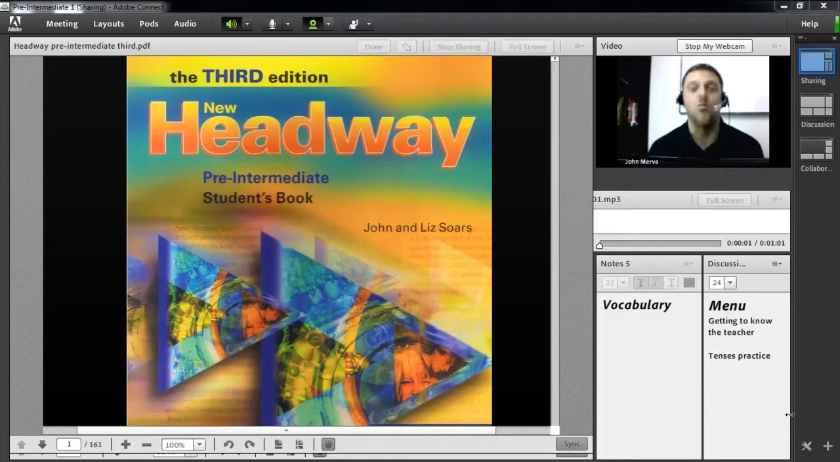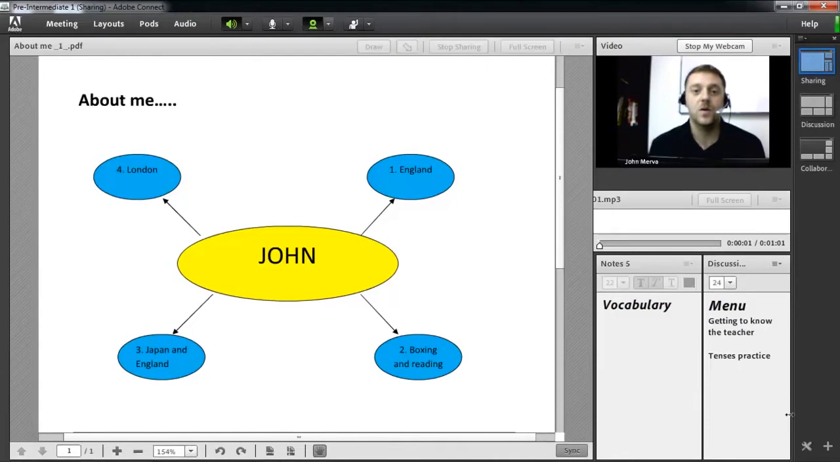This is Lesson 1. As this is our first lesson together, I would like to take just a little bit of time to introduce myself to you and tell you a few things about me. If you look at the screen in front of you, you can see one big yellow circle and four smaller blue circles. The yellow circle has my name in it, John. The small blue circles have some information about me.